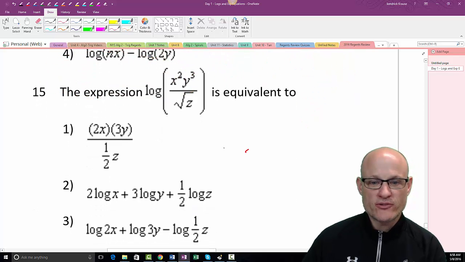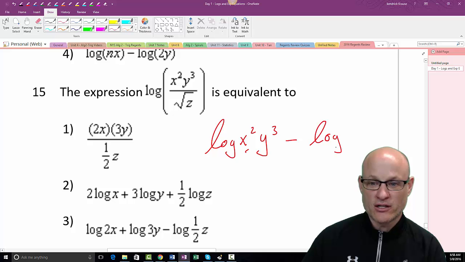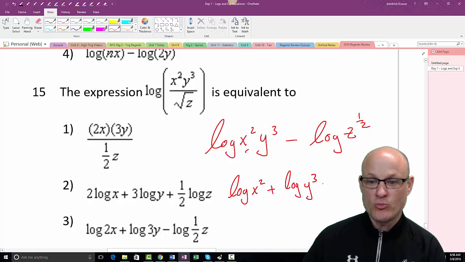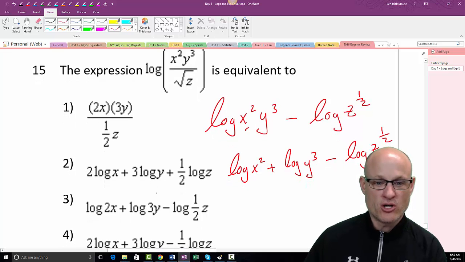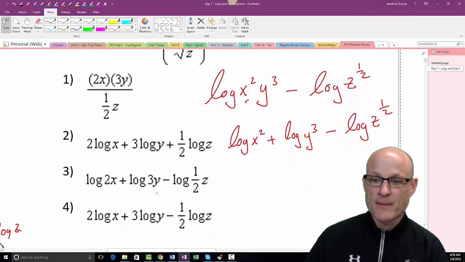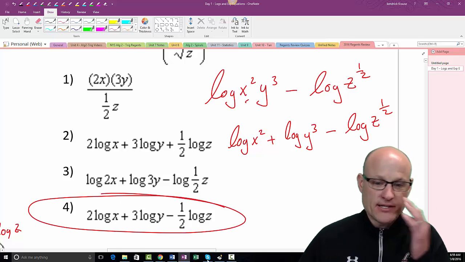So this is the log of x squared y cubed minus the log of z to the 1/2. This is multiplication. It turns into addition. So this is the log of x squared plus the log of y cubed minus the log of z to the 1/2. Exponents slide out front. So this should be 2 log x plus 3 log y minus 1/2 log z. There's your answer.